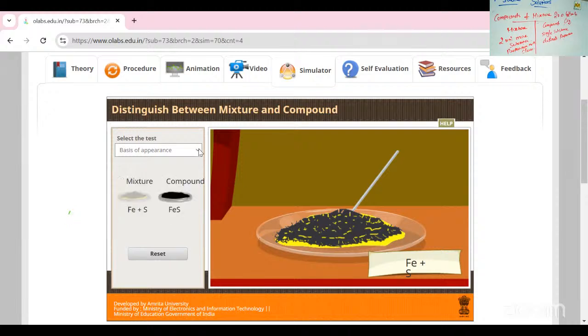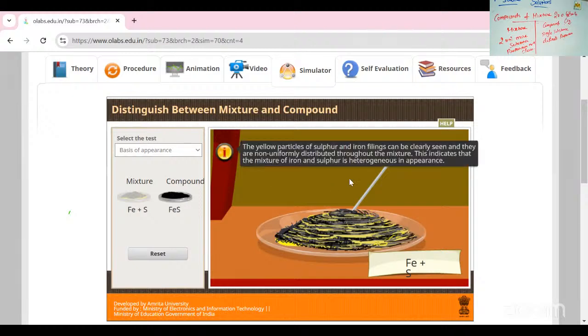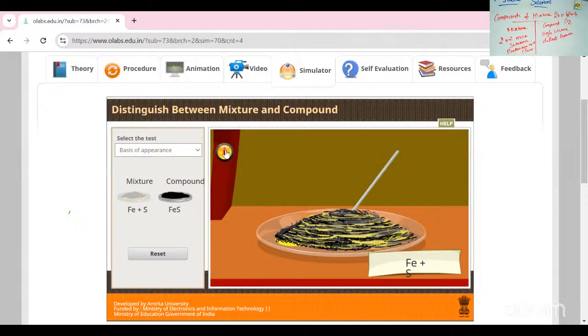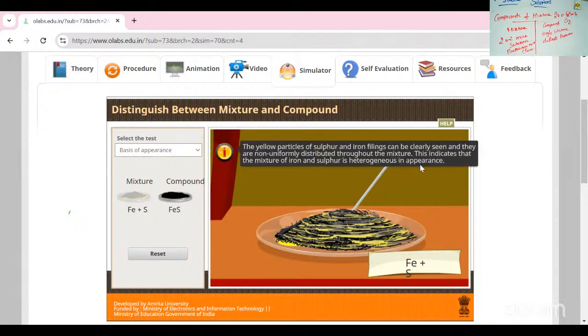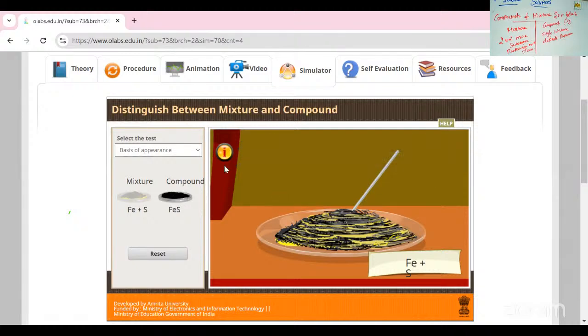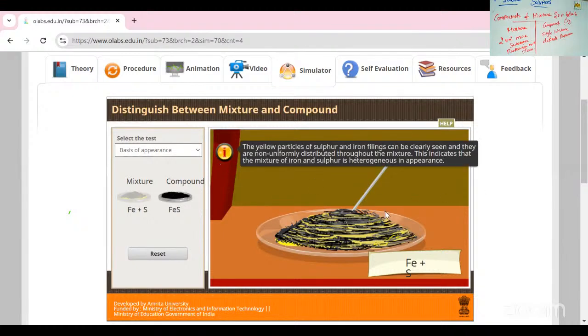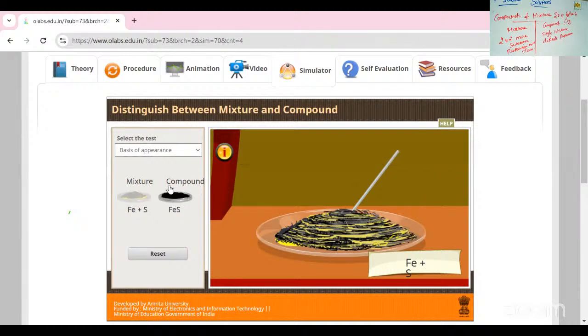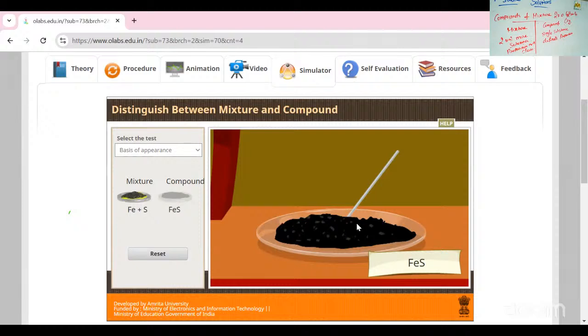First one is the appearance. This mixture contains Fe and S, iron and sulfur. First, I'm going to mix the material. How is it? Wow, completely mixed. The yellow sulfur particles and iron filings are clearly seen. They are non-uniformly distributed throughout the mixture. So this indicates that the mixture of iron and sulfur has a heterogeneous appearance. Okay. Next one is the compound. FeS. This is the compound example.